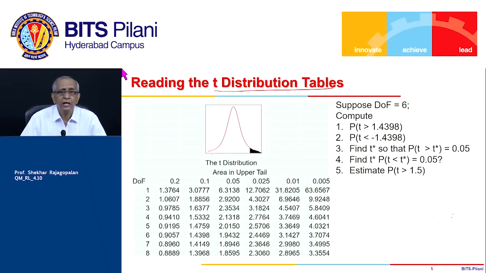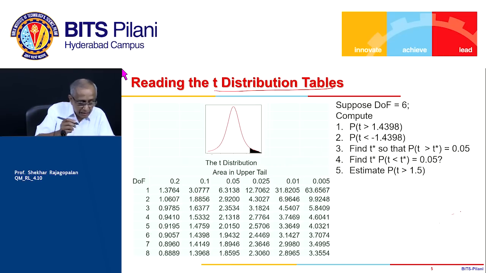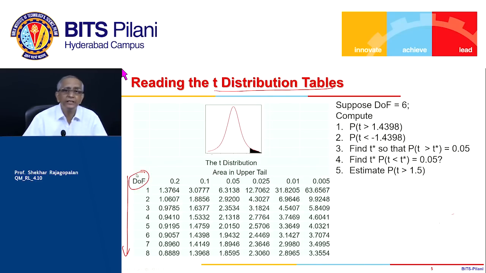In this slide, we have presented an excerpt from the t tables. The t tables is given out here. Notice that the first column is labeled DOF, degrees of freedom, and I've given the degrees of freedom from 1 all the way to 8. And you should realize that this can go further. That is 9, 10, 11, 12, all the way to 100, 200, and so on.